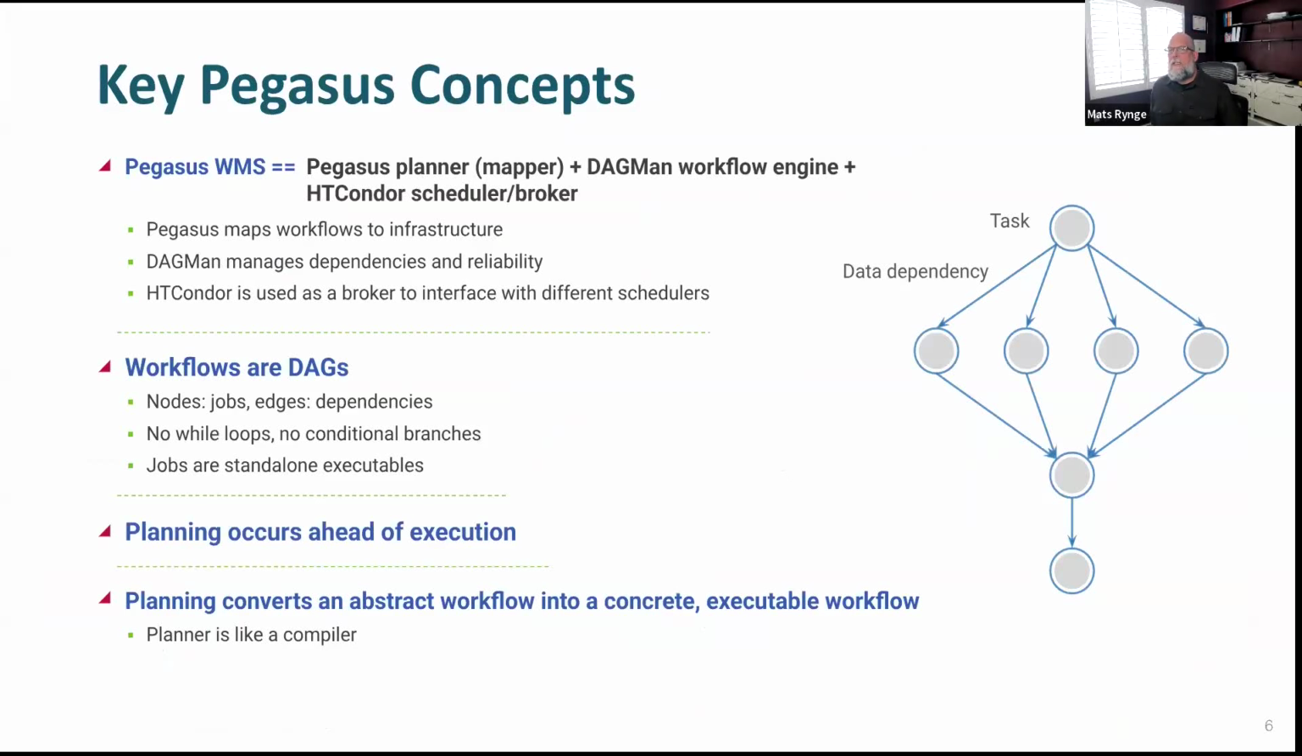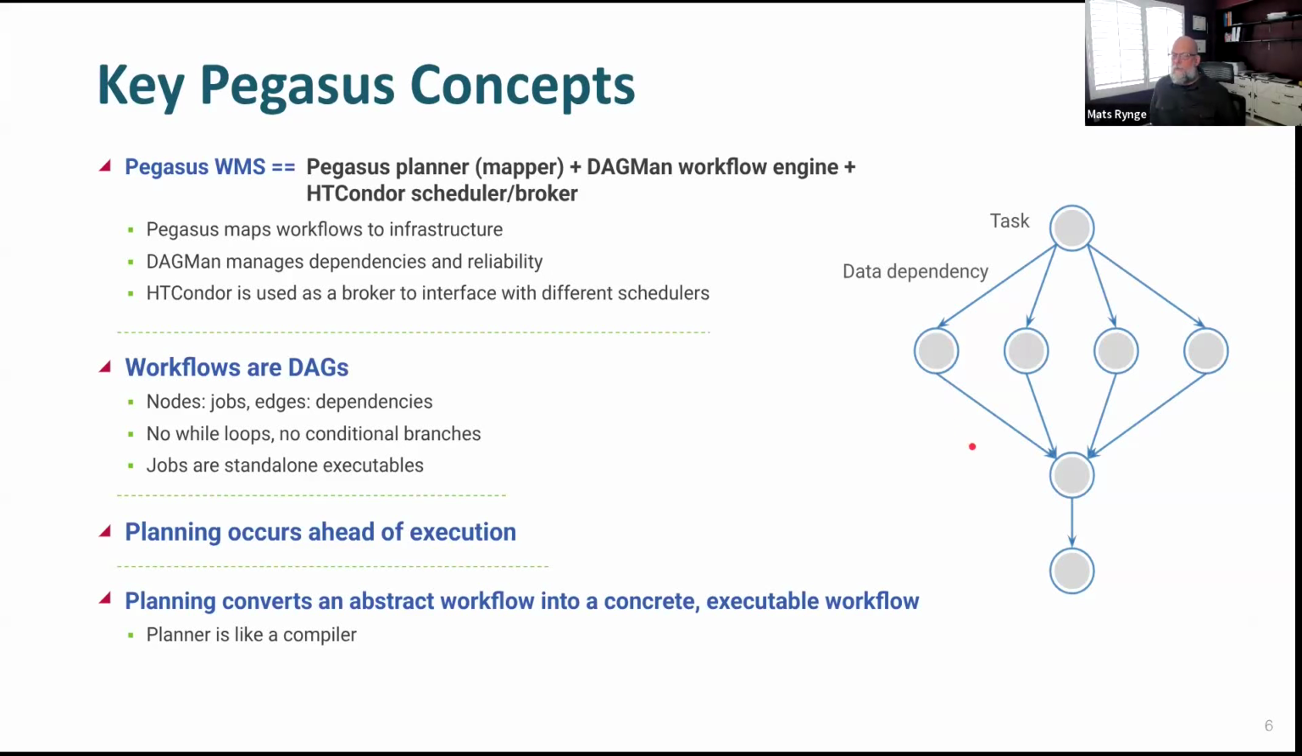So, some Pegasus key concepts. One is our workflows are DAGs, directed acyclic graphs. And what that means is that we represent our workflows with the tasks being the nodes in the graph and the data dependencies being the edges. The DAG properties mean that there are no loops and no conditional branches. However, we can implement those with, for example, unrolling the loop, or we can do conditionals with some workflows.